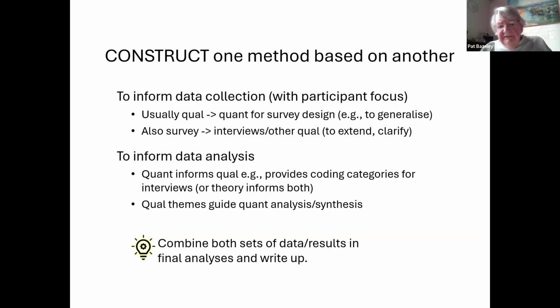The important thing here is that both sets of data, or all sets of data, are combined in the final analyses and write-up. I've seen too many studies in times past where someone's done some beautiful interviews, and then designed a survey or some other form of data collection that uses numbers, done some very fancy statistics, and the results only refer to the statistics, and don't look at the qualitative data that informed the design of those. My argument is, in a mixed method study, both sets of data need to be in the final analyses.